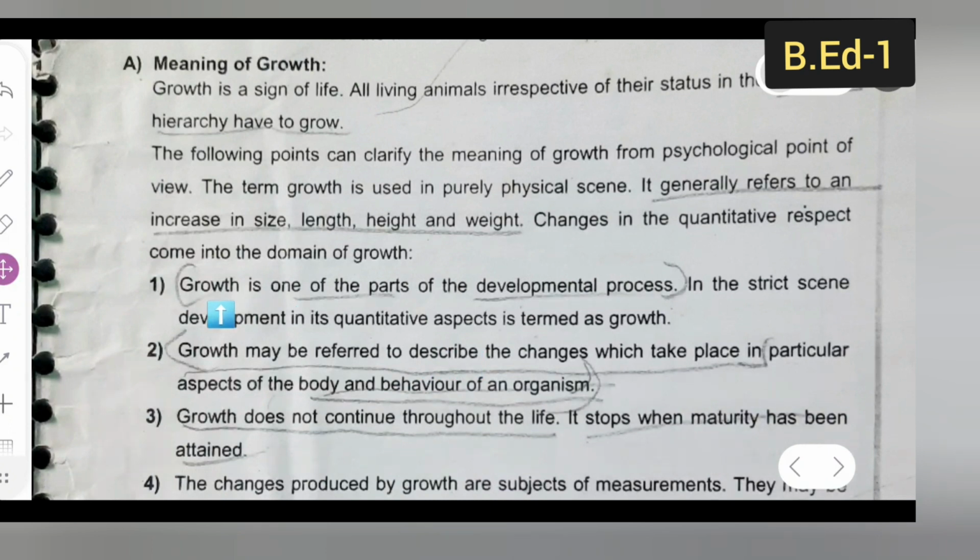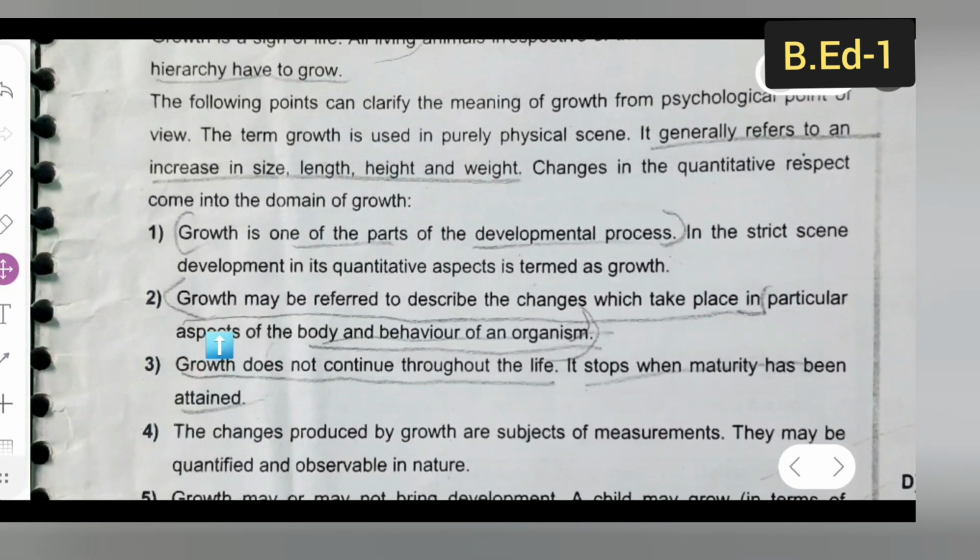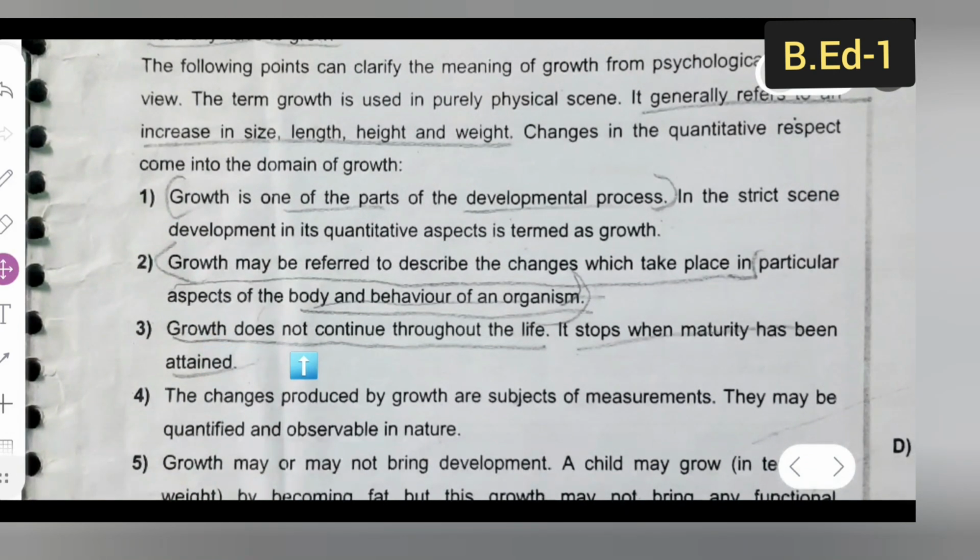Next, there are a few points you can take down. Growth is one of the parts of the development process. In the strict sense, development in its quantitative aspects is termed as growth. Second one will be, growth may be referred to describe the changes which take place in particular aspects of the body and behavior of an organism. Third point will be, growth does not continue throughout life. It stops when maturity has been attained.